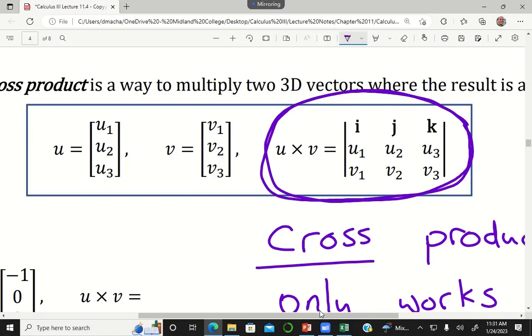Then when I ask you to find the cross product, I want you to write a little 3 by 3 matrix. Across the top row, we write i, j, k. The second row, we write the entries of your u vector, or whatever the first vector is. And across the bottom row, we write the entries of your second vector in the cross product. Then we take the determinant of this 3 by 3 matrix.